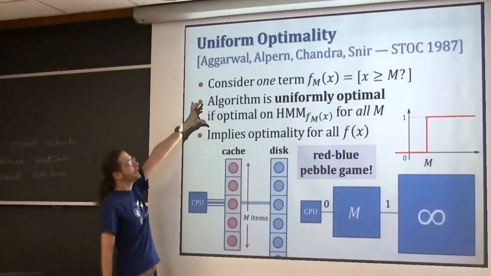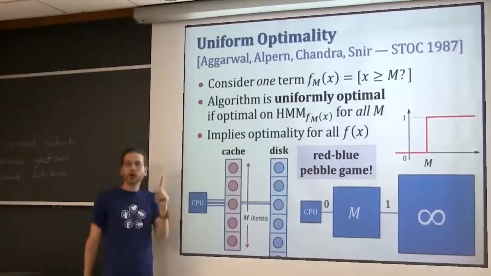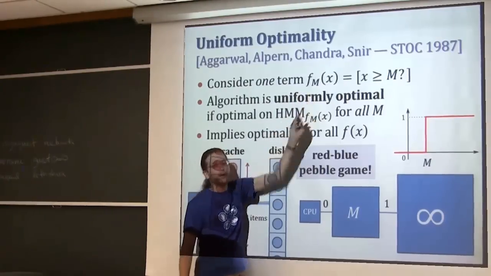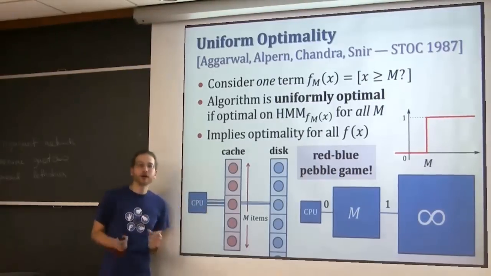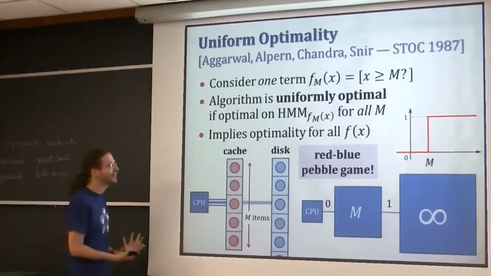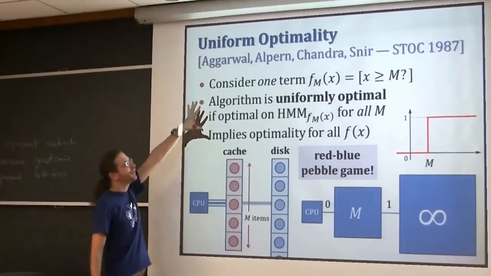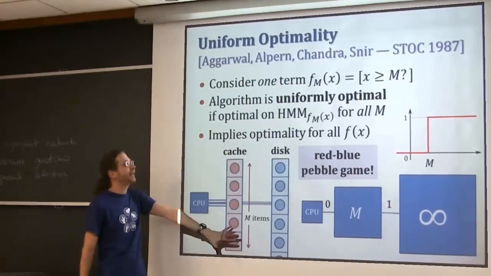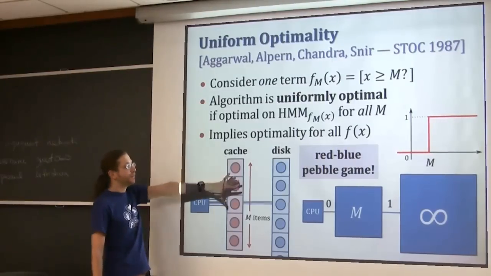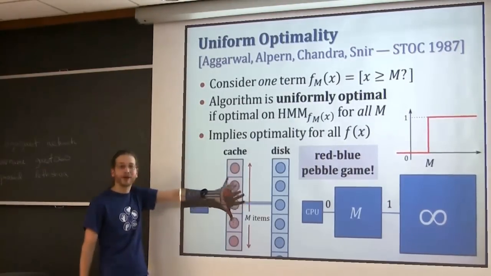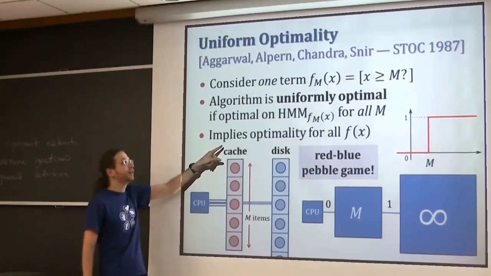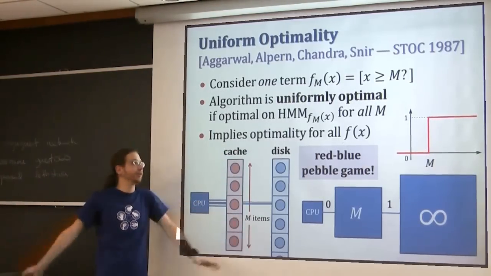They aim for uniform optimality. This means there's one algorithm that works optimally for this threshold function, no matter what m is. The algorithm doesn't get to know m. You might say the algorithm is oblivious to m. Sound familiar? So this is a cool idea. Of course, it does not have blocking yet, but none of this model has blocking. But they prove that if you're uniformly optimal, if you work in the red-blue Pebble game model for all m with one algorithm, then in fact you are optimal for all f of x, which means in particular for the deep hierarchy you also work.